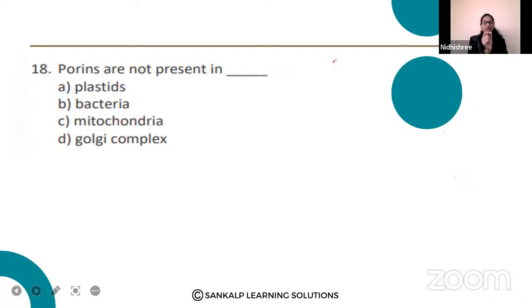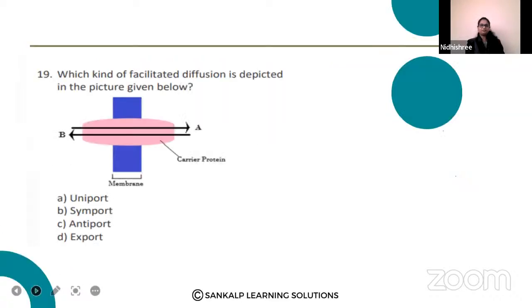Chloroplast is a type of plastid. It is also present on the gram-negative bacteria. These are also present on the inner membrane of mitochondria. So the right answer is porins are totally absent in Golgi complex. So the persons who voted for option D, those people are right. Porins are present in plastids, bacteria and mitochondria.